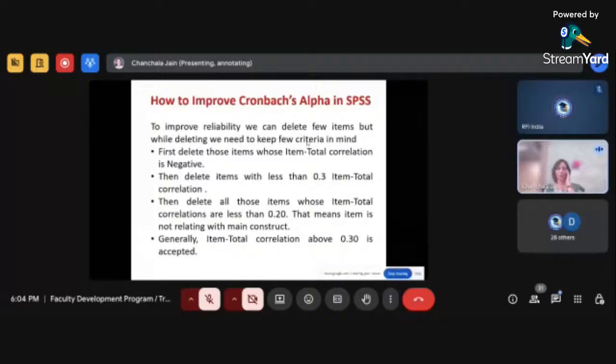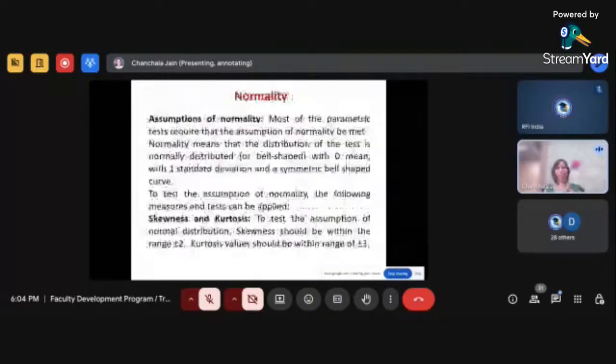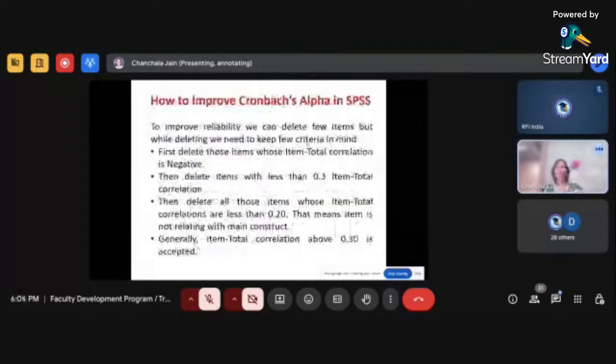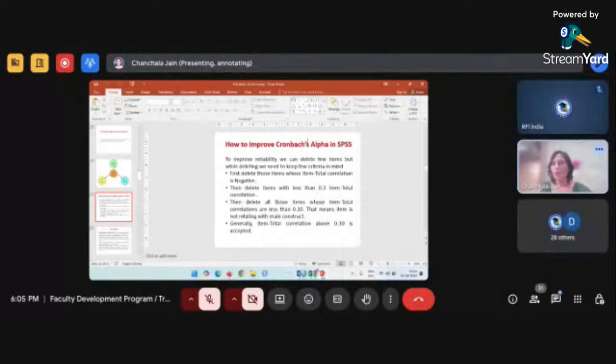So this way you can improve the Cronbach's alpha value. Next slide is talking about the normality. But after discussing the reliability concept, I think I will go for checking how we can check the reliability, and then we will come back and understand the concept of normality, and then we will check the normality as well. I hope I'm clear to everyone till here. Any doubts? Ma'am, clear. Fine.